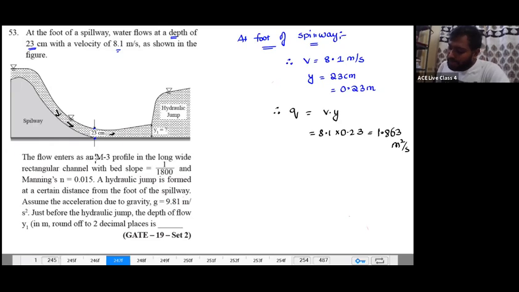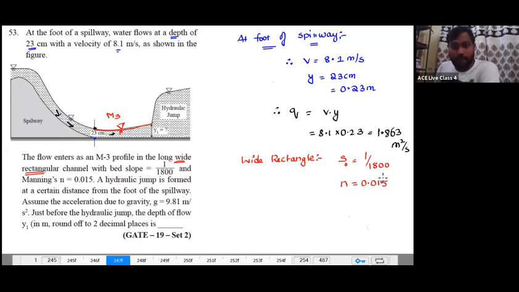Now, the flow enters as an M3 profile, in a long, wide rectangular channel. So the channel is going to be a wide rectangular channel with a bed slope of 1 in 1800, and Manning's n is equal to 0.015.